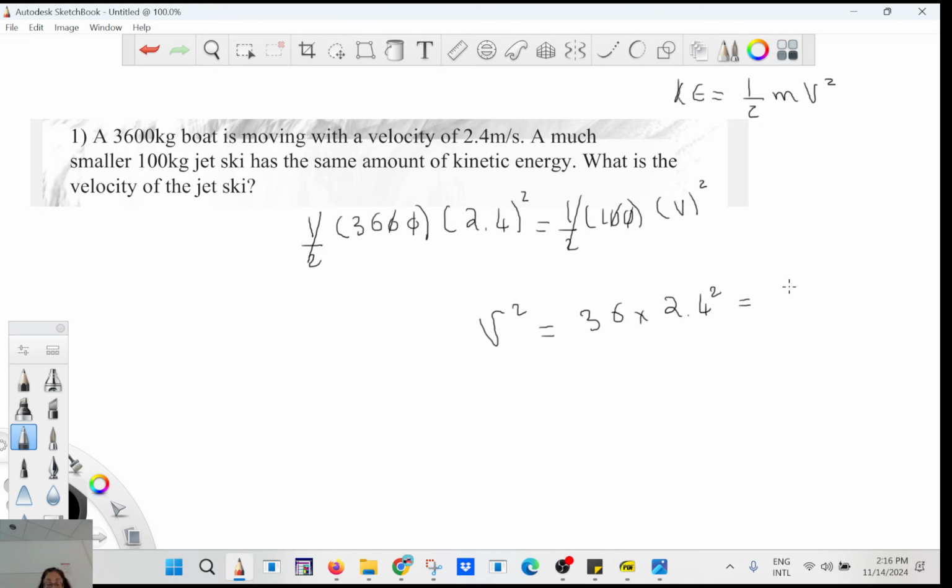Oh, and you take the square root, right? You forgot to take the square root. 14.4. 36 times 2.4 squared, and then you take the square root. 14.4. Did you all do that? Because you have to take the square root.